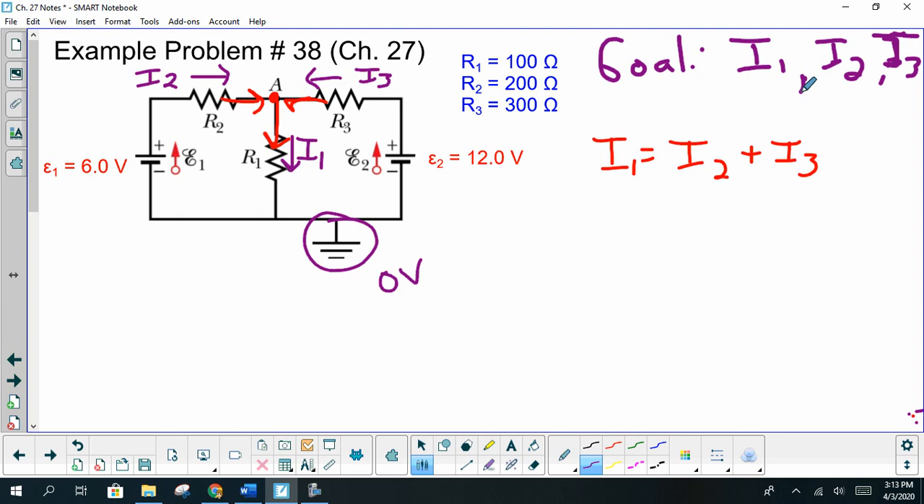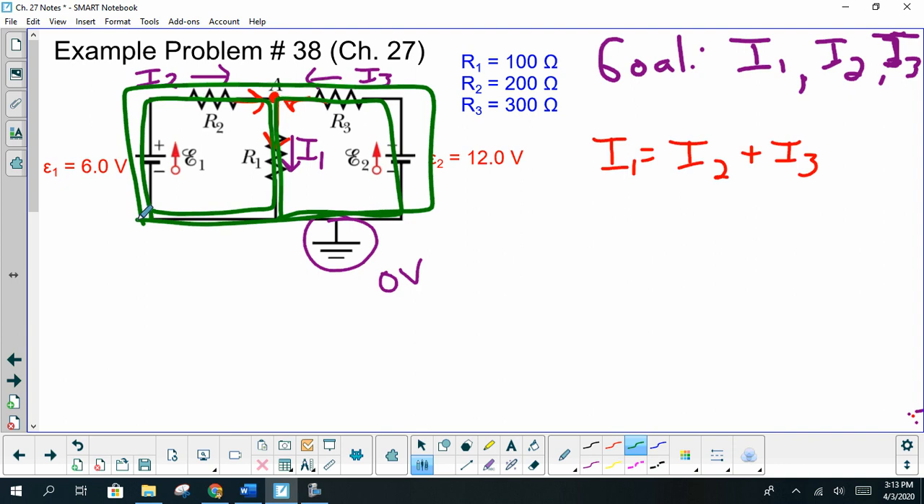Okay, so then our next job is going to be to use our loop rule. And there are actually 3 different loops that we could use in this circuit. So one of the loops that we could use is the left-hand loop, which is this loop here. We could also use the right-hand loop. And then we could use the whole outer loop.